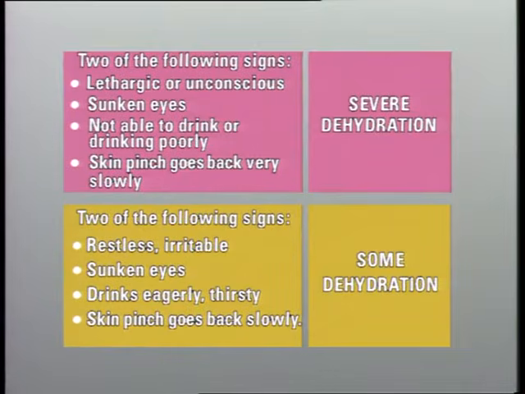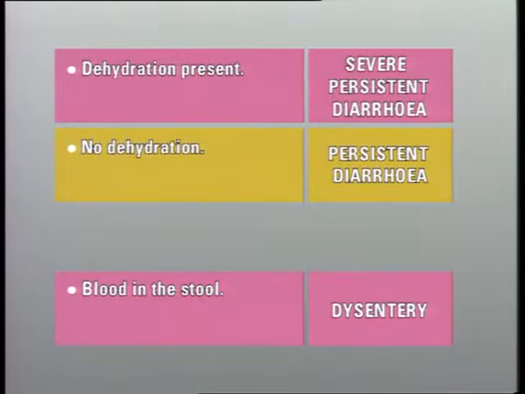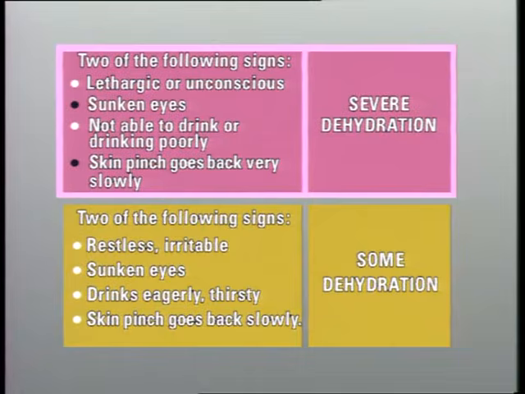Look at the pink row. Faduma has the signs of sunken eyes and skin pinch goes back very slowly. We therefore classified Faduma as having diarrhoea with severe dehydration. As Faduma has had diarrhoea lasting less than 14 days, she is not classified as persistent diarrhoea. As there was no blood in Faduma's stools, we decided that she does not have dysentery. We would therefore classify Faduma as diarrhoea with severe dehydration.